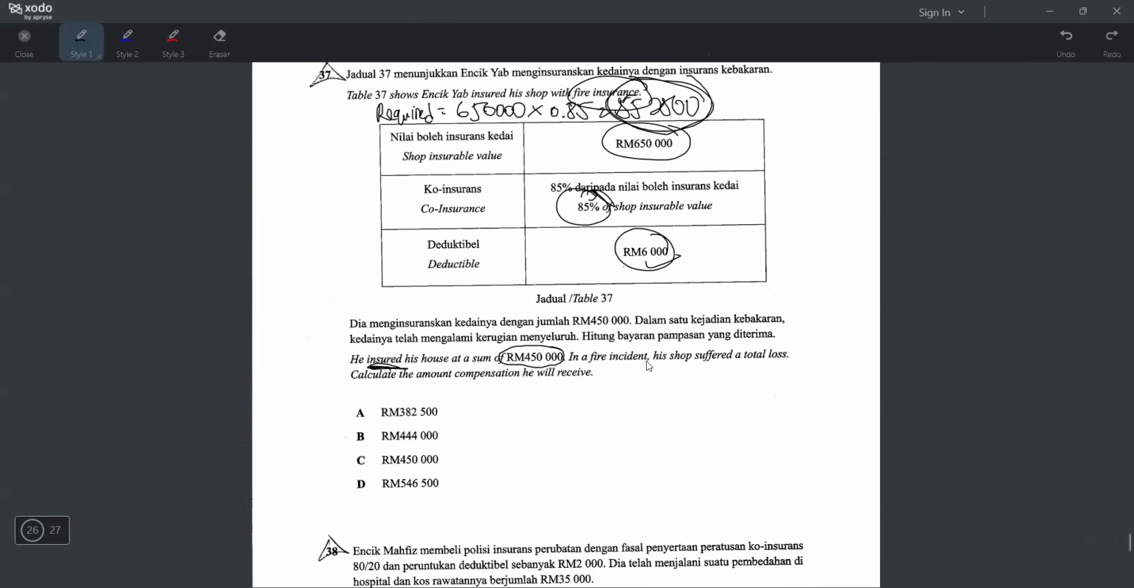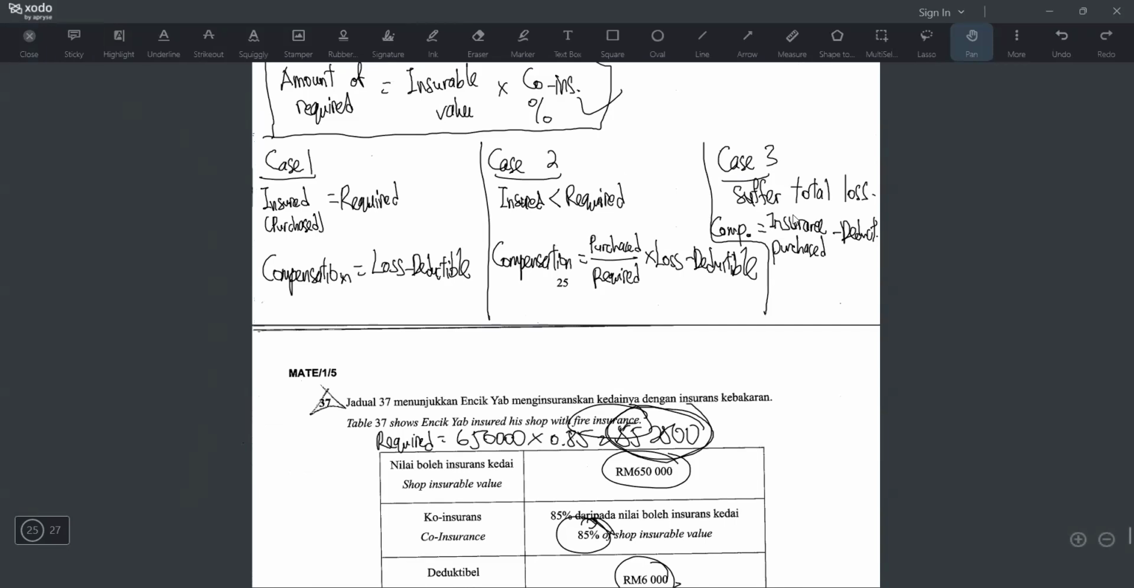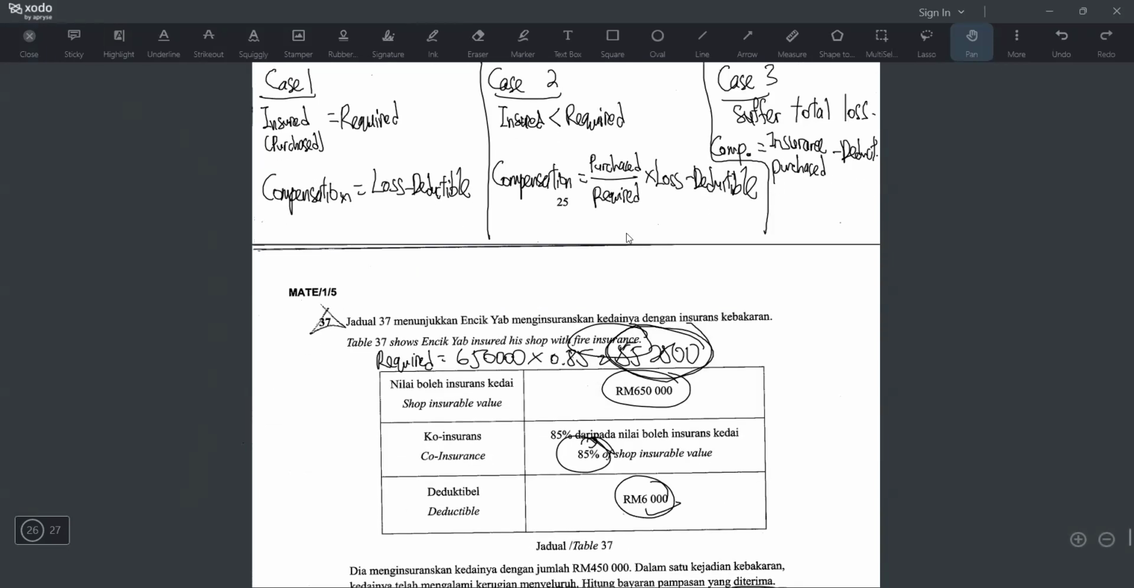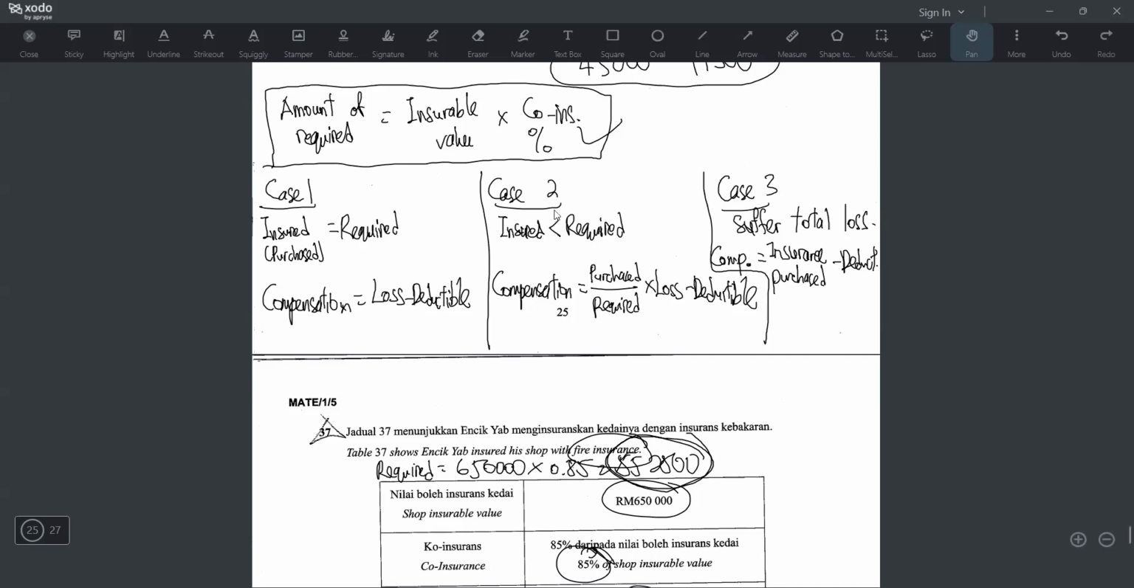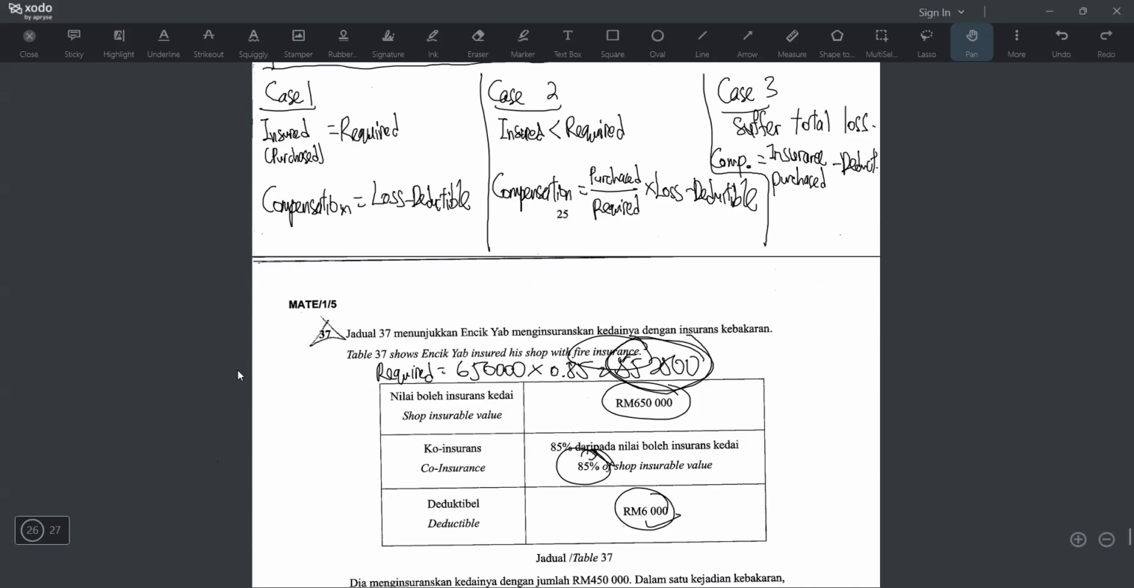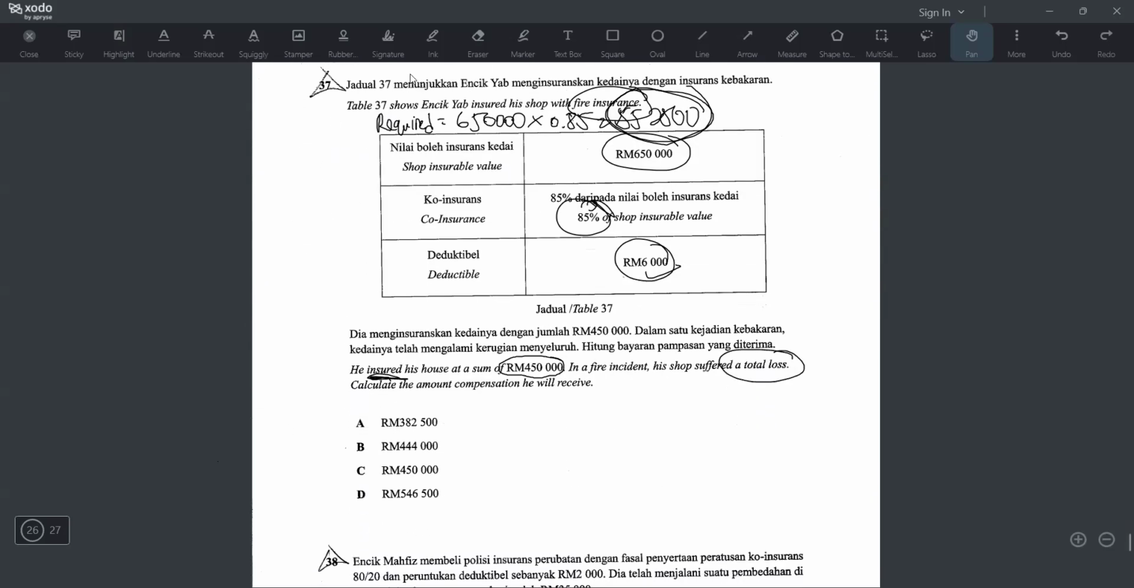And then in a fire incident, his shop suffered total loss. Calculate the amount of compensation he will receive. Tell me, case 1, case 2, or case 3? Case 3, because total loss. And if it's total loss, do we care whether they buy less than required or required? No, we don't care, because if it's total loss is like sangat kesian already. So we don't care whether you bought according to required. So we will just take the amount of insurance purchased.